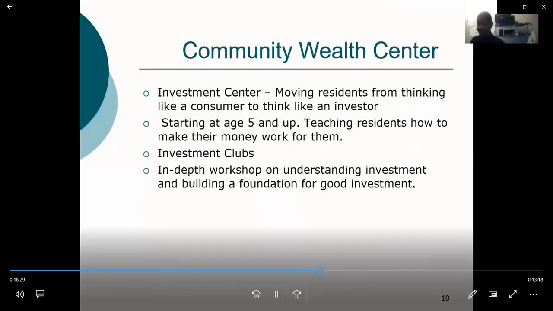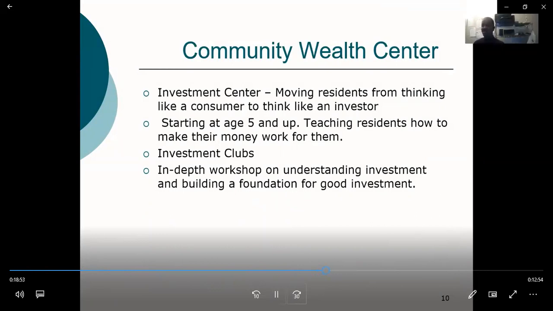Community Wealth Center. This really touches my heart, coming from a poor community and growing up in a community where most of us in my neighborhood were consumers. We always would spend, and we never learned how to invest our money.